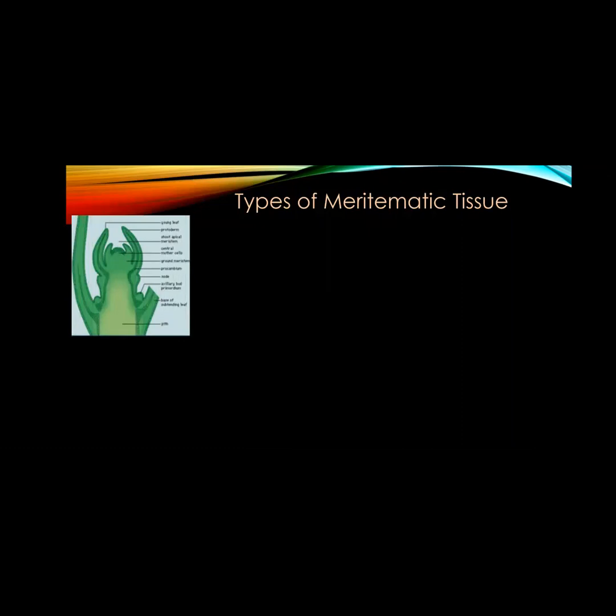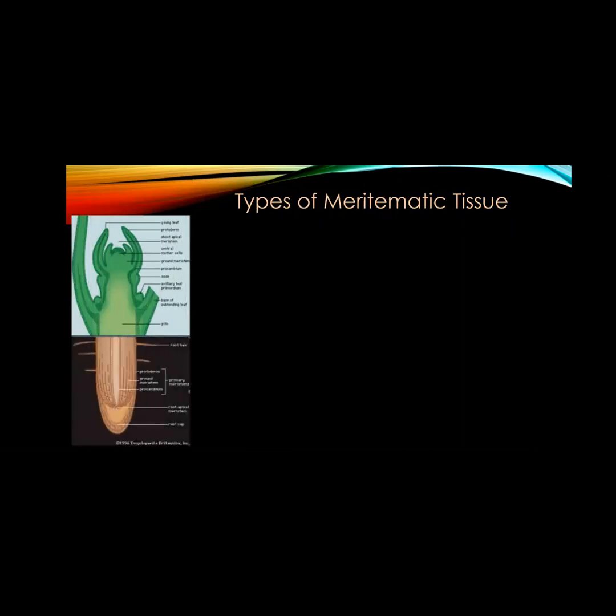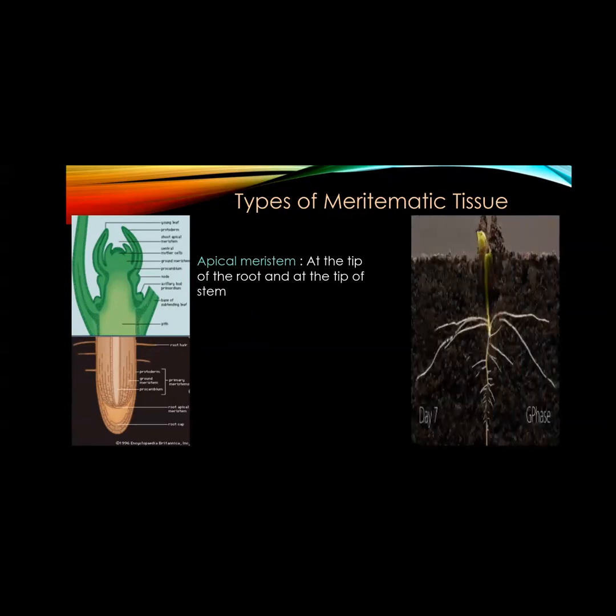So as I said, first is the apical meristem, which is present either at the tip of the stem or at the tip of the root. So remember, the location of apical meristem is always in the root tip or shoot tip. Function. Here you can observe that the shoot is coming out of the soil. In the same way, the roots are going deep in the soil.